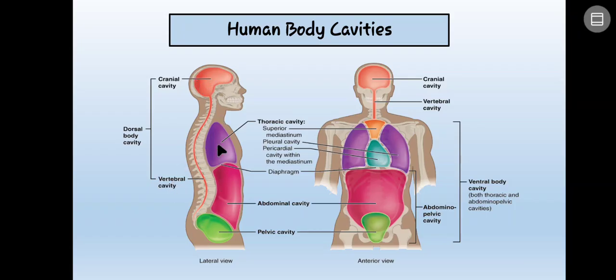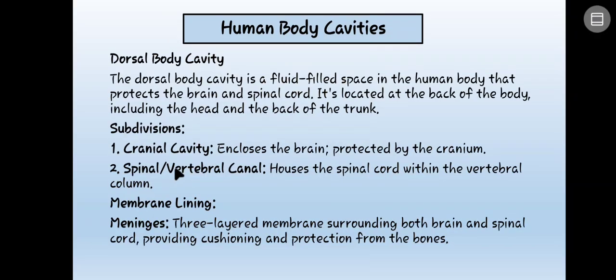So in an exam, if you are asked to talk about the dorsal body cavity, the dorsal body cavity consists of the cranial cavity and then the vertebral or spinal cavity. They are actually fluid-filled spaces that house the brain and then the spinal cord. And then we have the ventral body cavity. So the subdivisions of the dorsal body cavity are the cranial cavity and the spinal or vertebral cavity. Is that okay? Good.